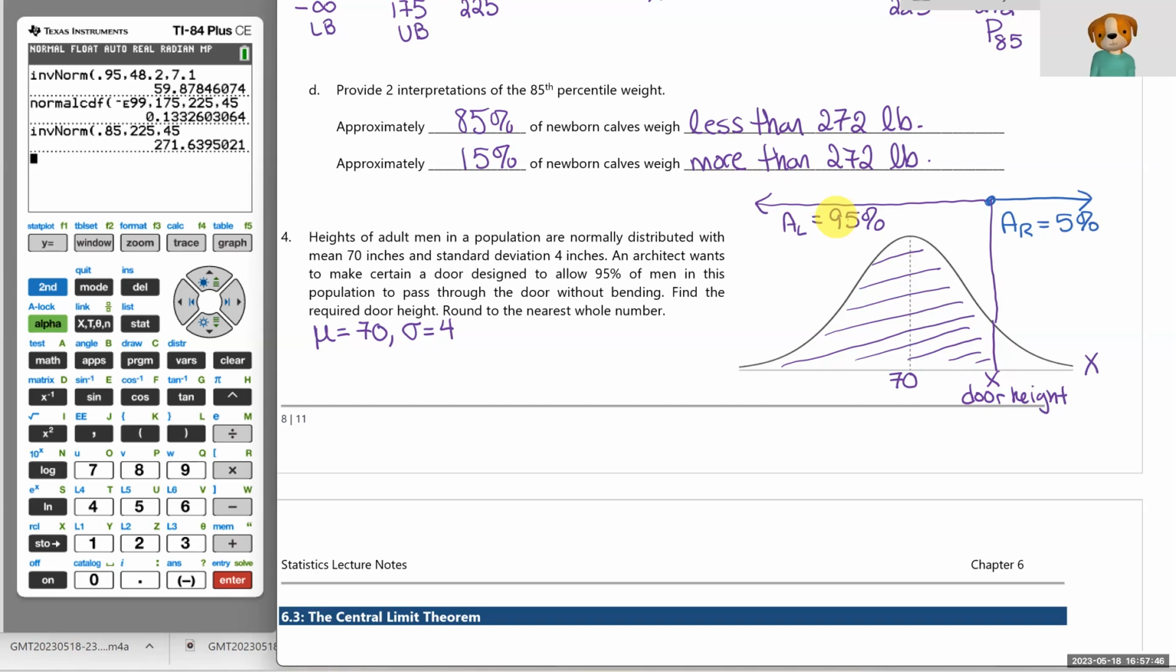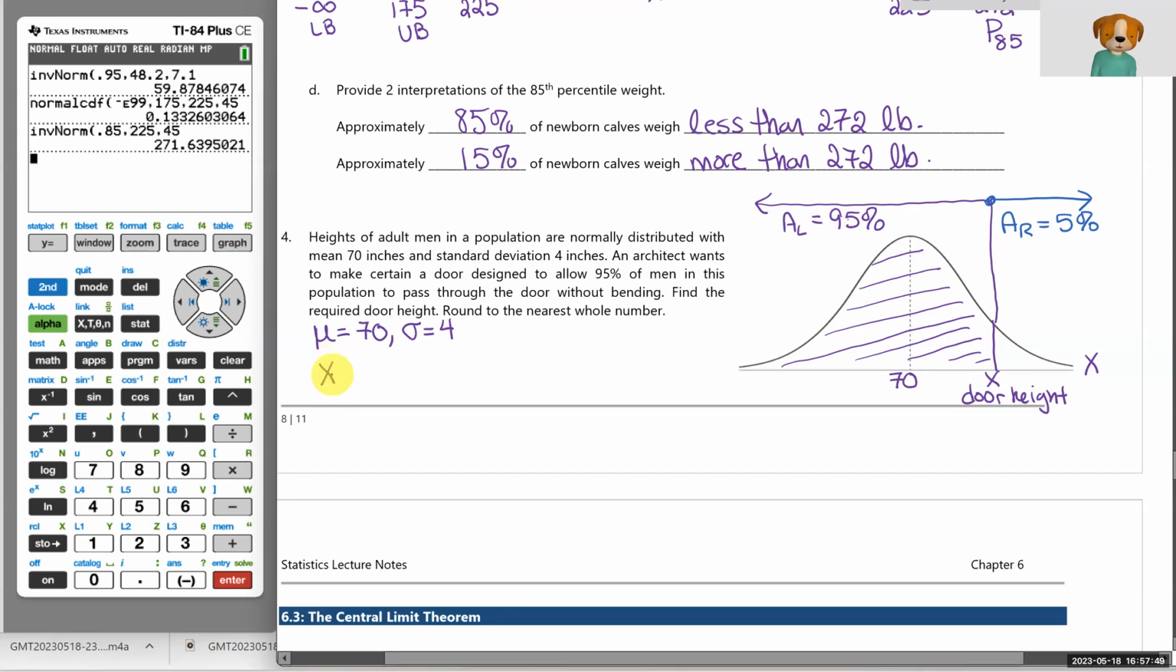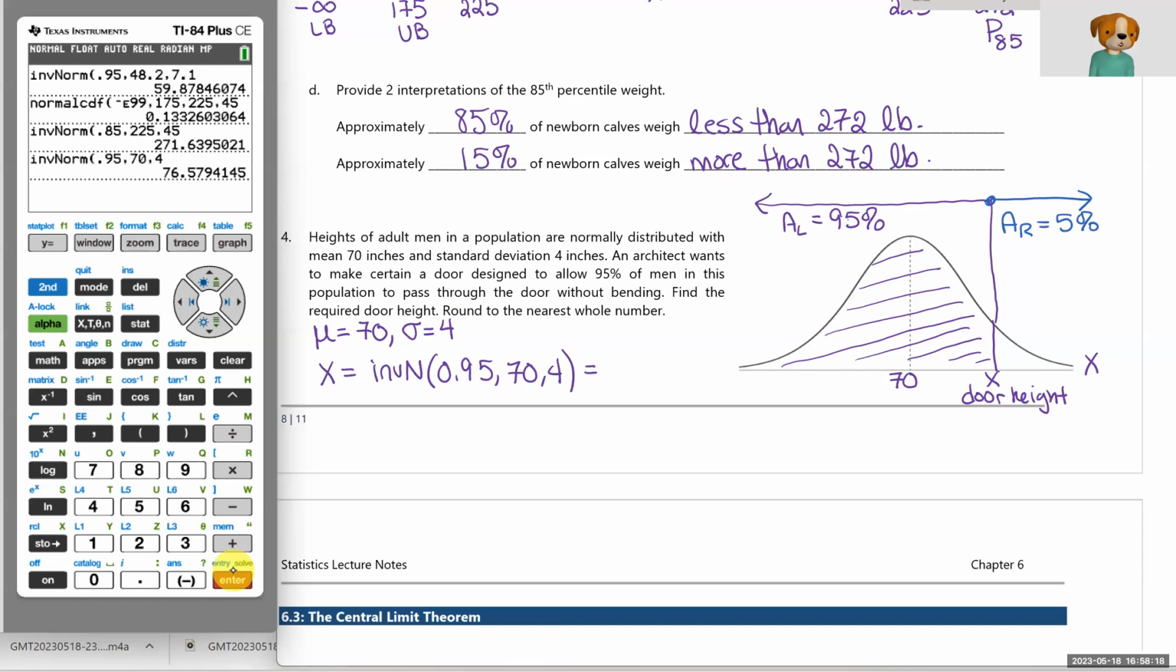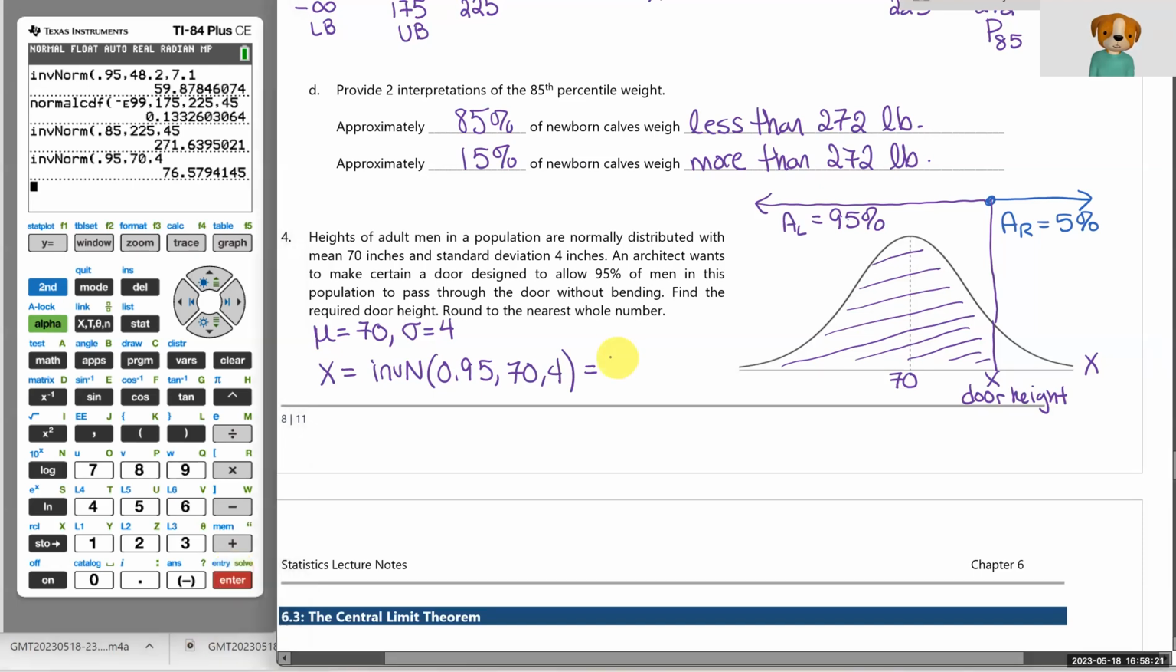Okay, so if we want to find a data value X, we use the inverse norm, and the area to the left of the unknown value, we want that to be 95% or 0.95. And then we need to put in mu and sigma. And we'll round to a whole number here. So inverse norm, 0.95, comma, 70, comma, 4. As a whole number, it looks like the door is going to need to be 77 inches.